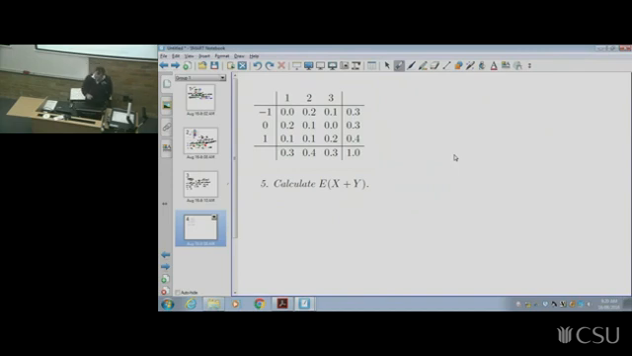So the basic way of working out expected values, the way I've been explaining it, would be to sum over all the different values we can get.